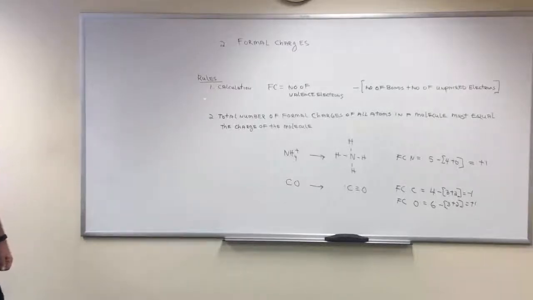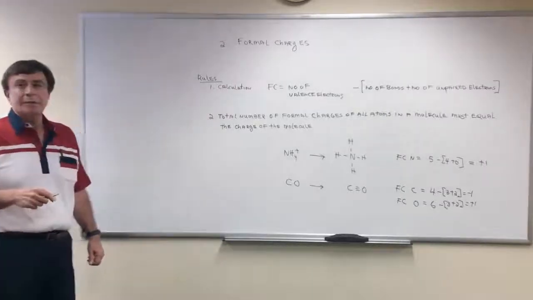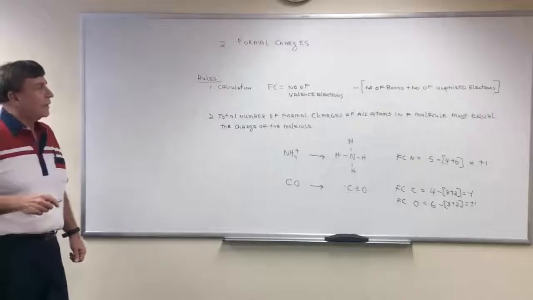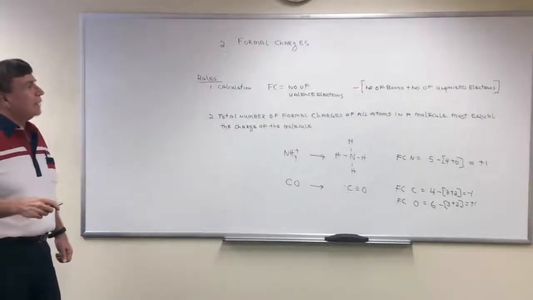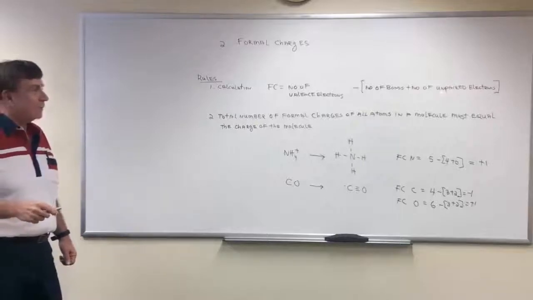So first rule, calculation. FC stands for formal charge. It is the number of valence electrons of the individual atoms. Remember, we're talking about individual atoms. How do you get the valence electrons? Look at the periodic table. If it's in group 4, 4, group 5, 5, group 6, 6, group 7, 7. And you subtract from that the number of bonds attached to that specific atom, and also the number of unpaired electrons associated with that specific atom.